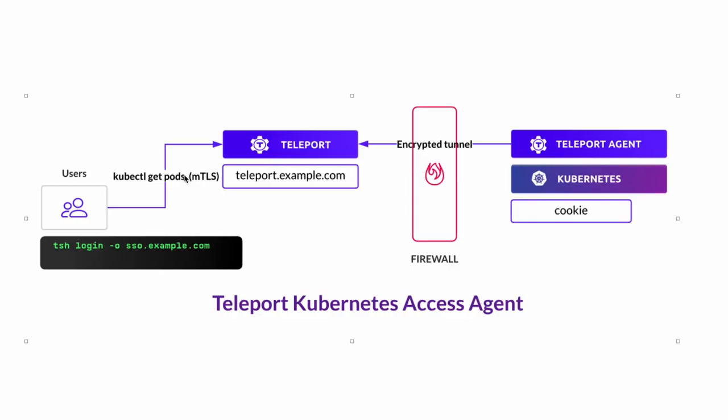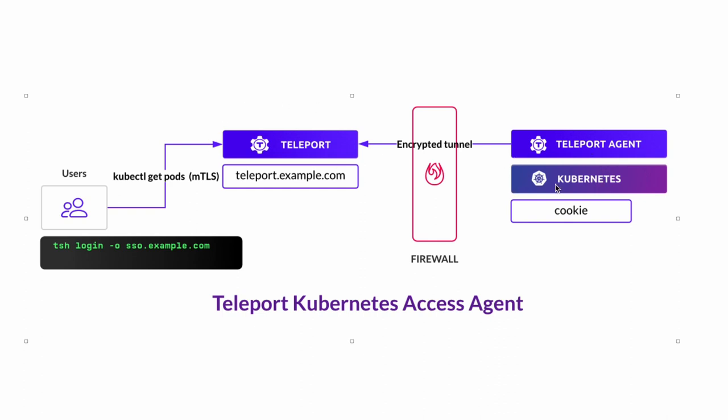So here's a diagram of what we just saw. So the users are going to do this tsh login to log into the Teleport cluster. From there, from their machine, they can run kubectl get pods or whatever commands to the Kubernetes cluster. At no point do they access the cluster directly. They only talk to this Teleport proxy.